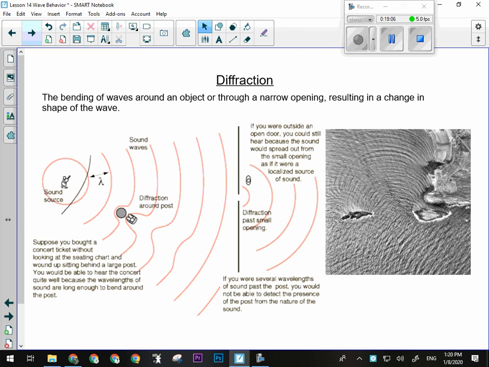Now, that means it spreads out a lot differently. If I only had this narrow opening and waves didn't diffract, how much of the wave would get through? Just this much of it.